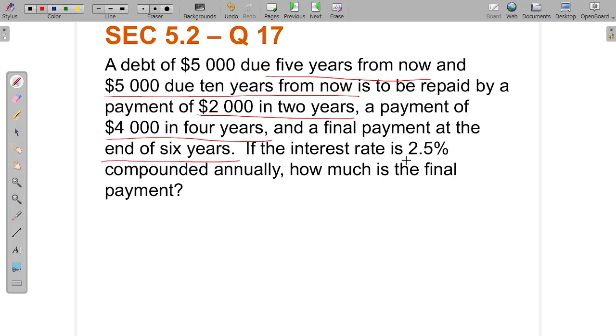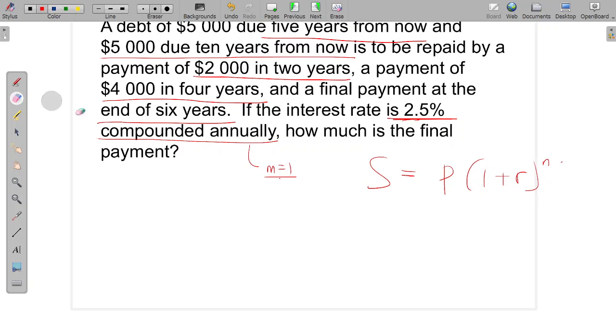If the interest rate is this, compounded annually, again, it shows that m equals 1 year. So we can just use the normal formula, which is this, without dividing by m, without multiplying by m. Okay, so how much is the final payment? In order to find the final payment, let's draw our timeline.